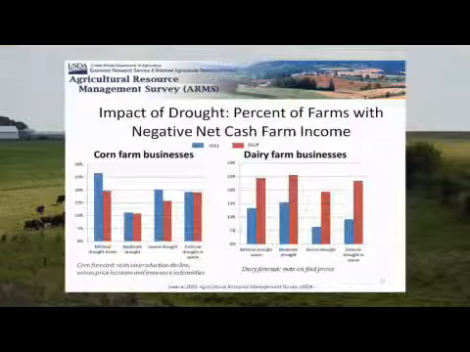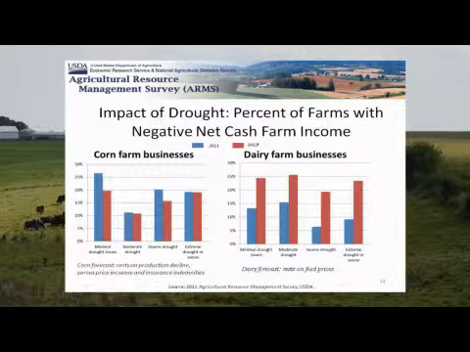If by contrast we look at dairy businesses, notice the red bars are far above the blue in every drought category. With sharp increases in expenses, far more of those farms were moving into categories of net cash farm income losses. And dairy businesses in that case took a very strong hit from the drought through the impact of higher feed prices. Now, one more point.